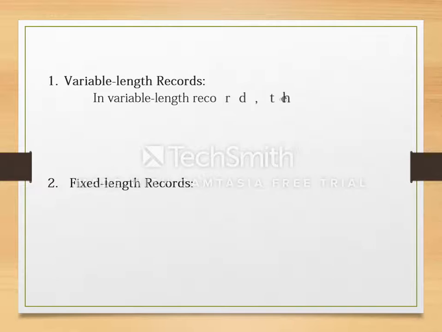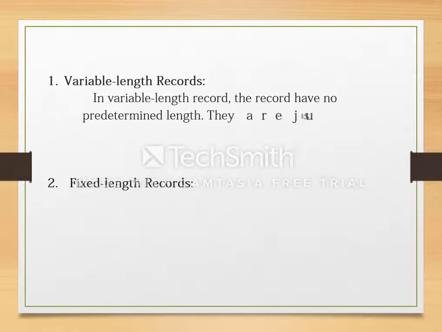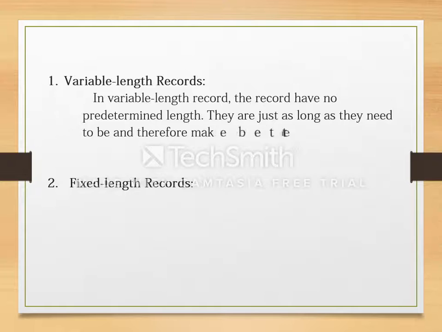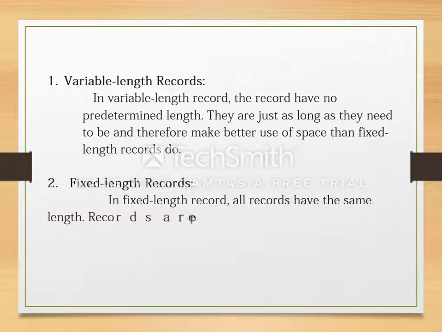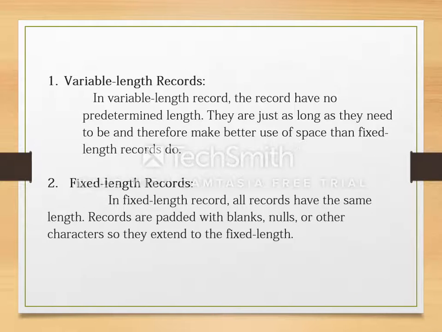In variable length records, the records have no predetermined length. They are just as long as they need to be and therefore make better use of space than fixed length records do. In fixed length records, all the records have the same length. Records are padded with blanks, nulls or other characters so they extend to the fixed length.